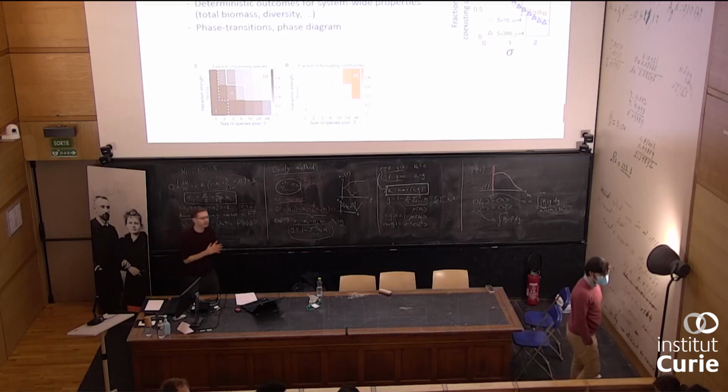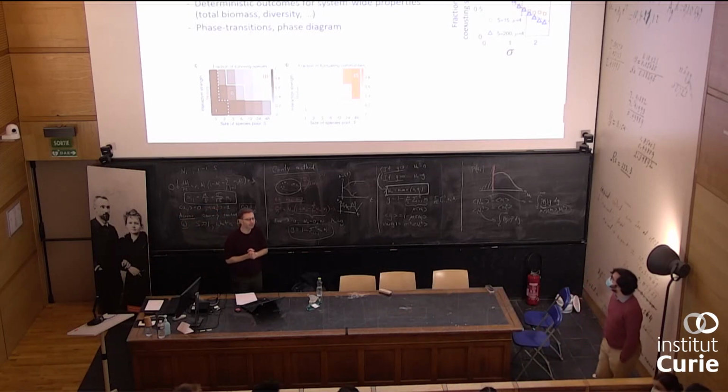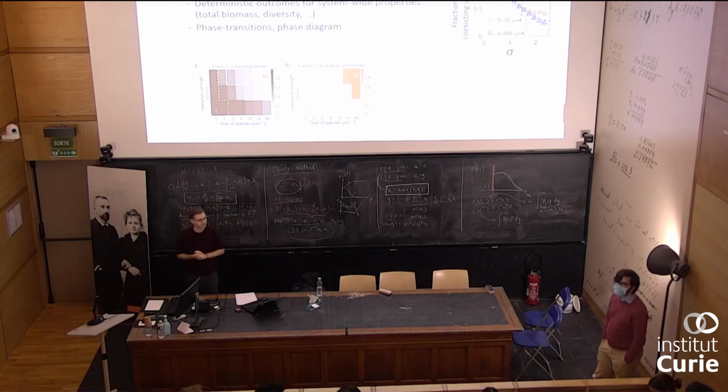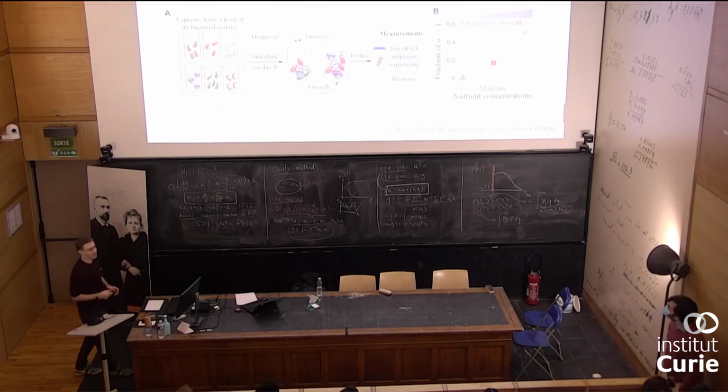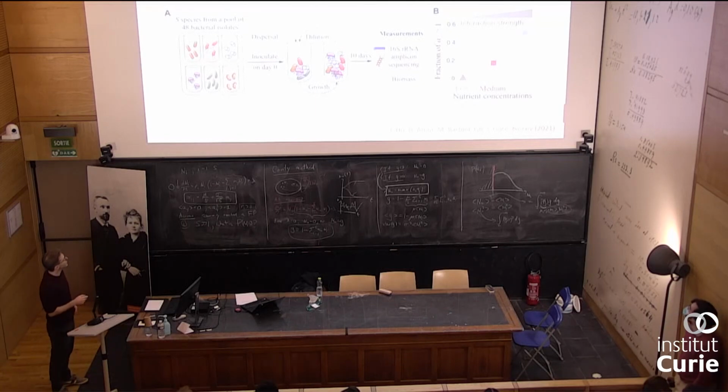I'm curious about the experiments. Like the interaction strength, fraction of surviving species, fluctuations. How did you measure all this? Let's go back to the experiments. So you take a sample every day and you sequence it, and that's how you know relative abundances, not absolute abundances. You have optical density, so you know the total biomass, well, at least some measure of the total biomass.